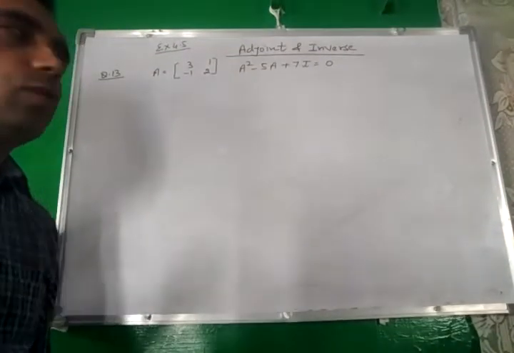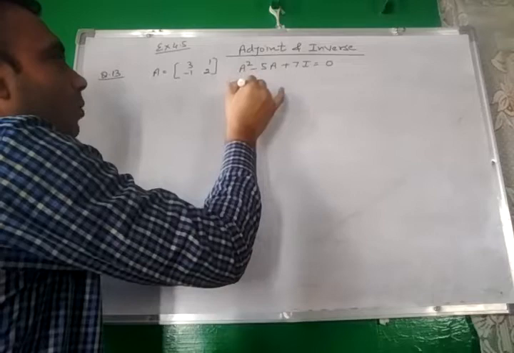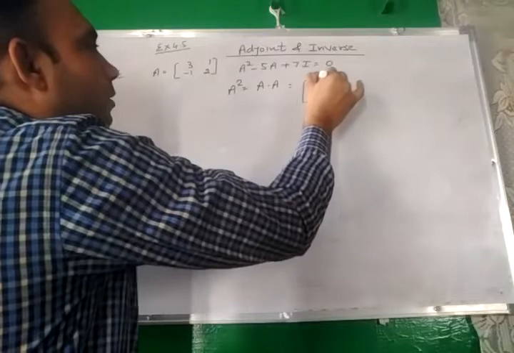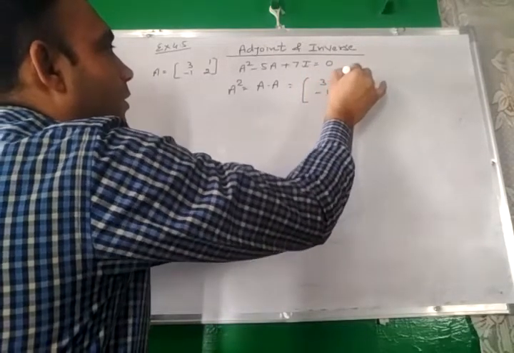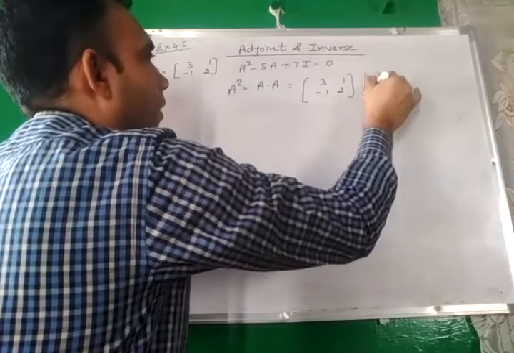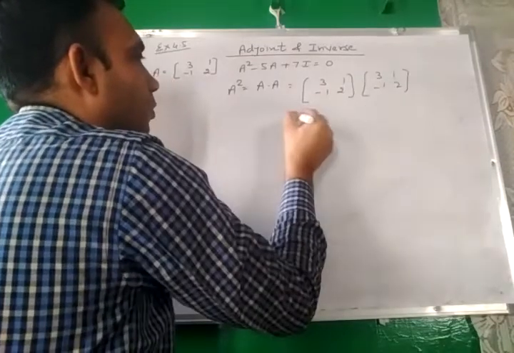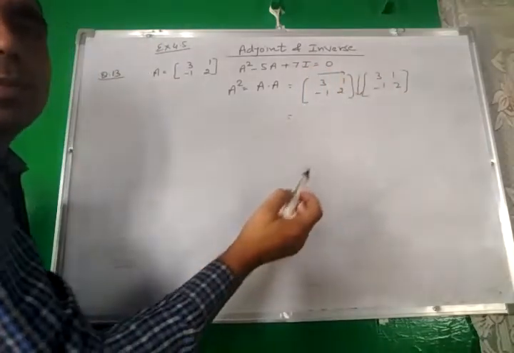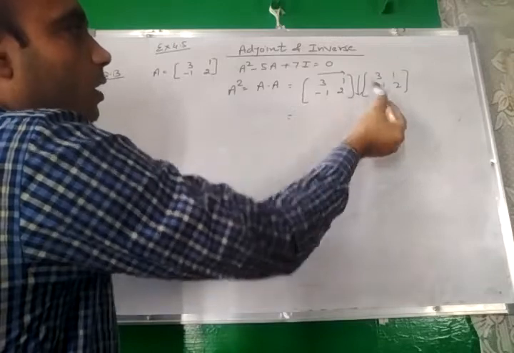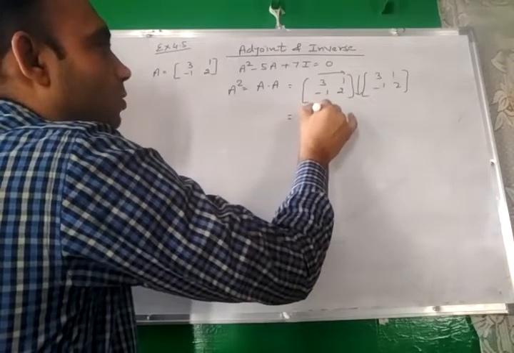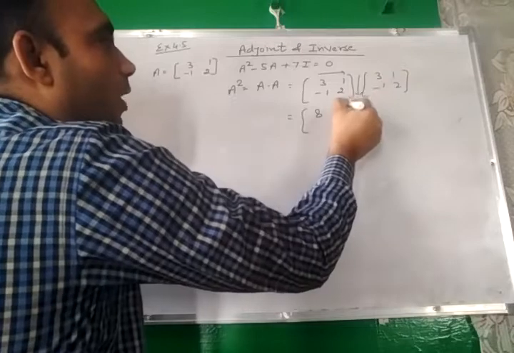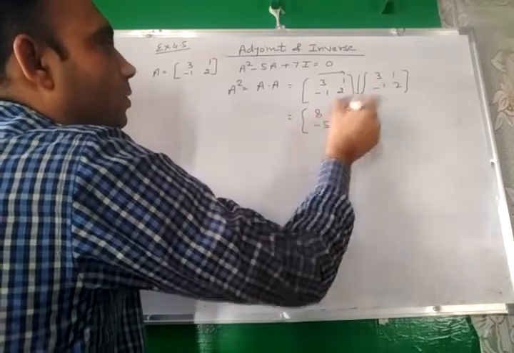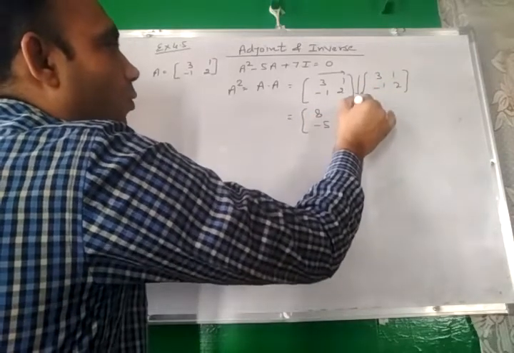So we will find out A square. A square implies A dot A is equal to [[3, 1], [-1, 2]] and [[3, 1], [-1, 2]]. Multiply. When we multiply this row and this column, तो 3 3 9 और प्लस 9 minus 1, 9 minus 1 8. फिर 3 1 3 और प्लस 2, 5. Minus 3 and minus 2, minus 5. और minus 1 plus 4, 3.